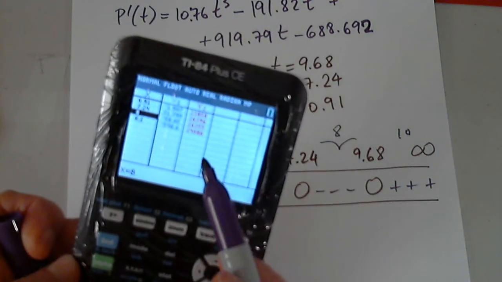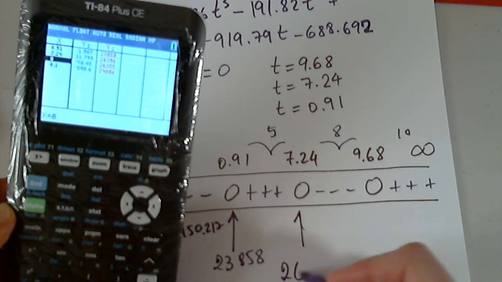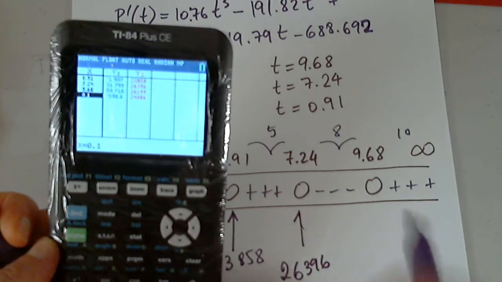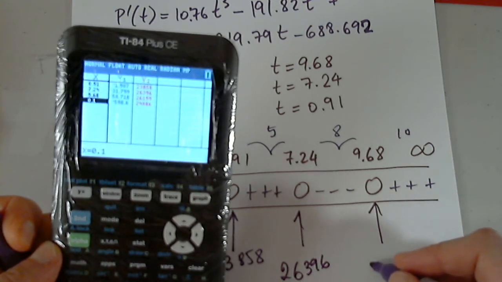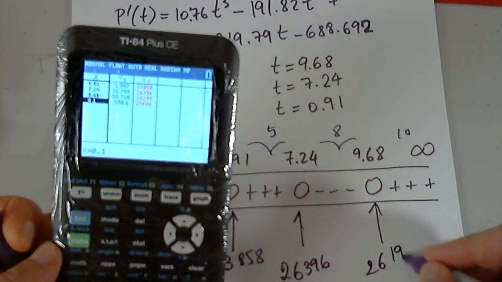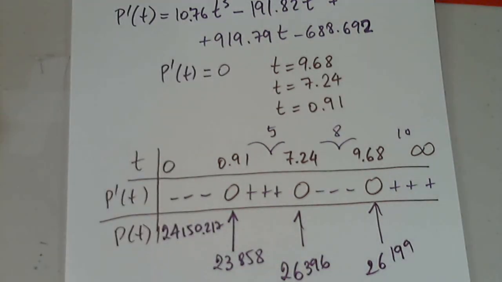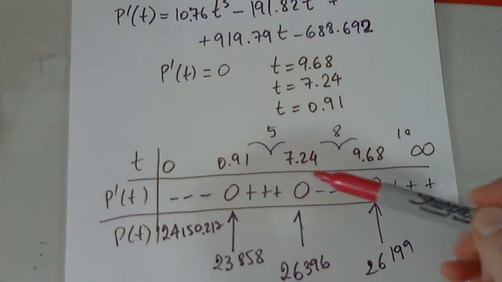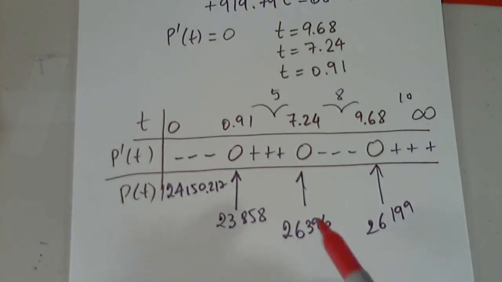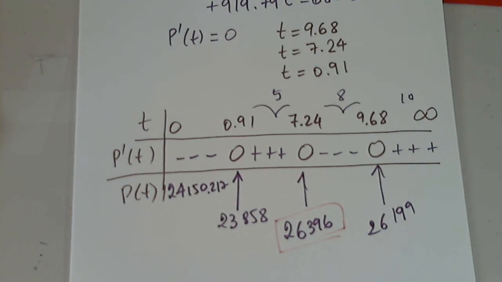So for 7.24 it is 26,396. I'm going to find the others too, since I'm here and I have the calculator all set up: 26,199. So it's clear that this gives the absolute maximum, 26,396. That's a critical number. Any questions?